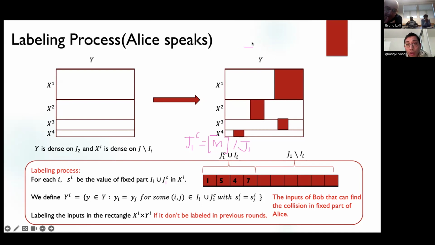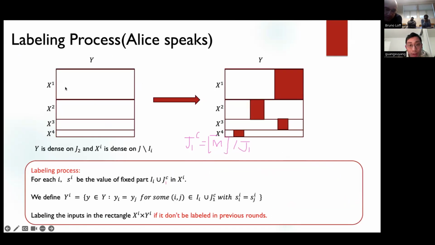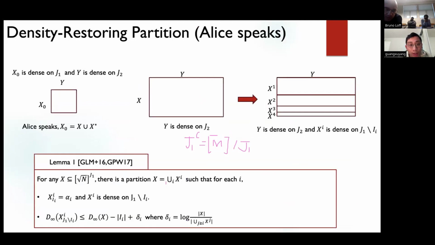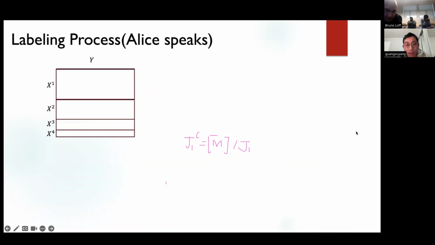Now you are going to fix the coordinates. Maybe I can go back to the private round. Before communication in this round, they are dense on J1. On communication, they will do some partition and become dense on a subset of J1. Got it. Okay, go down.